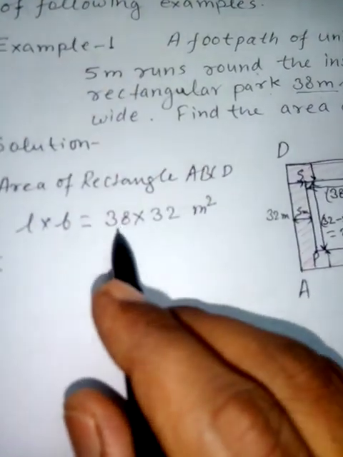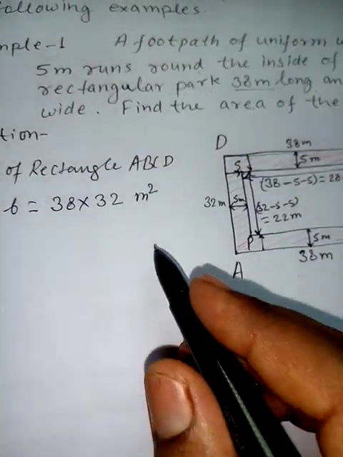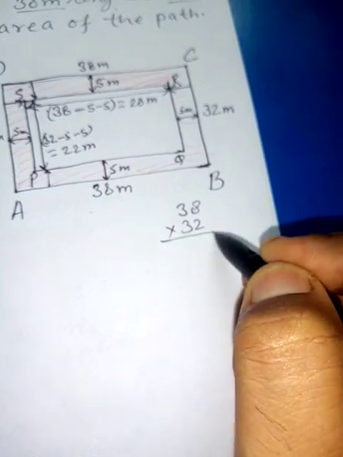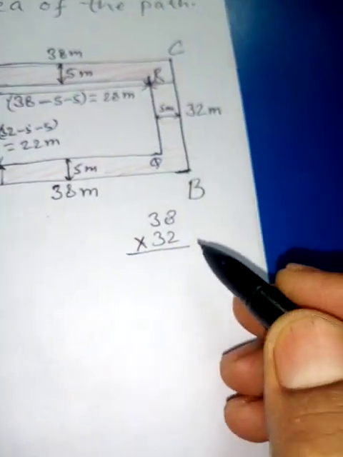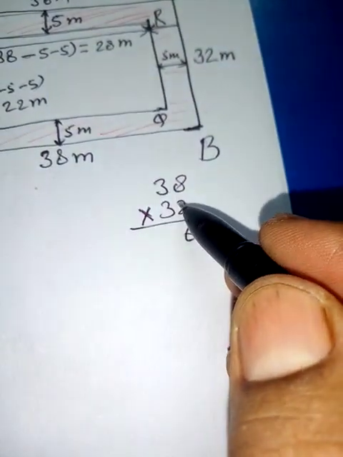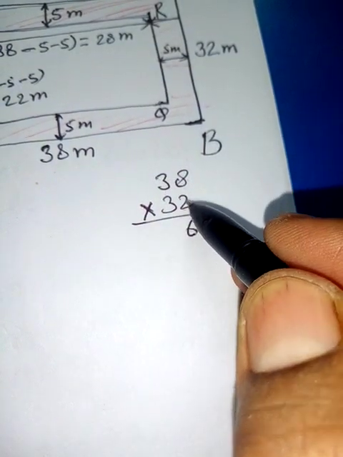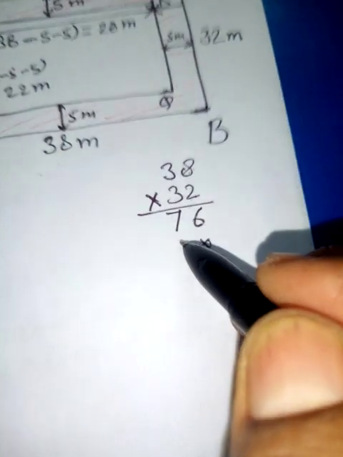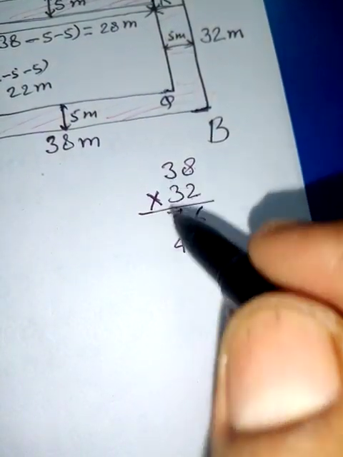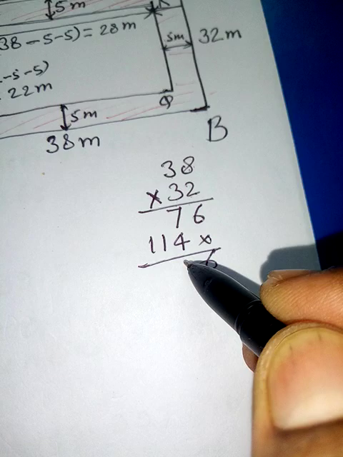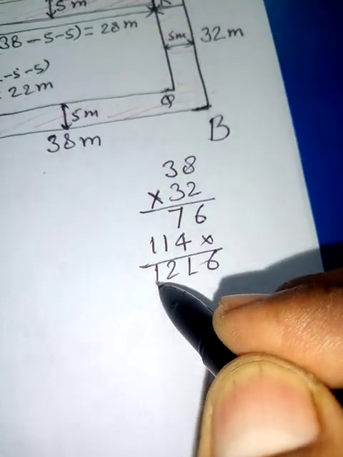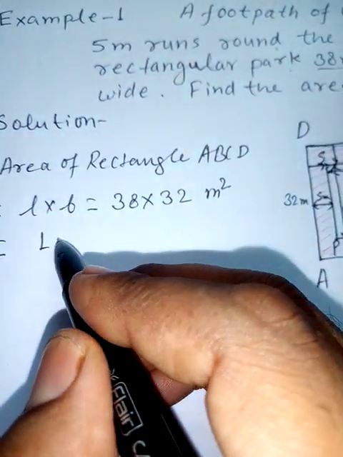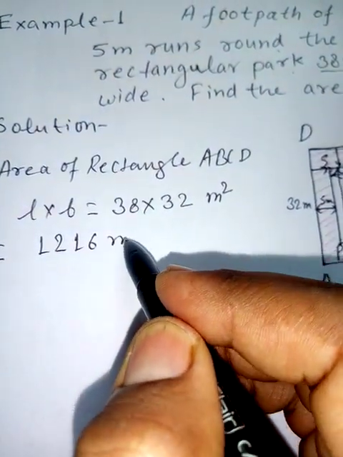So 38 into 32 we can find out by multiplying like that, 38, 32. We should multiply clearly. 2 8s are 16, 6, 1 carry, 2 3s are 6, 1 is 7, 3 8s are 24, 4, 2 carry, 3 3s are 9, 2 is 11. It will be 1216. So the area of the bigger rectangle is 1216 meter square.